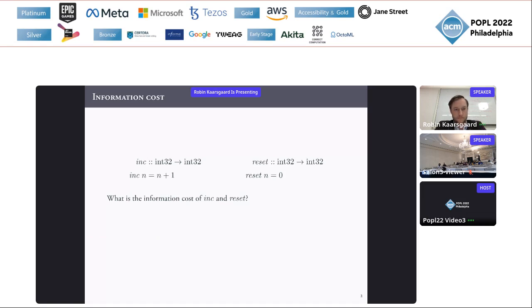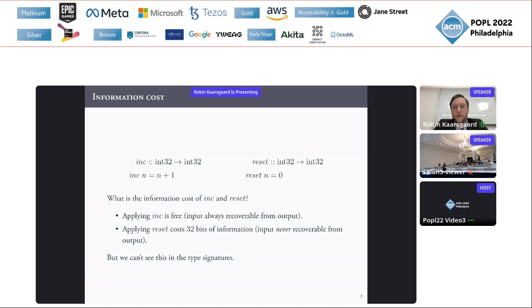Well, if we apply inc, this is free, right? No information is actually lost in this transaction, because we can always recover the input from the output. So no information is actually lost here. It's just been slightly transformed, but we can get it back if we really want to.